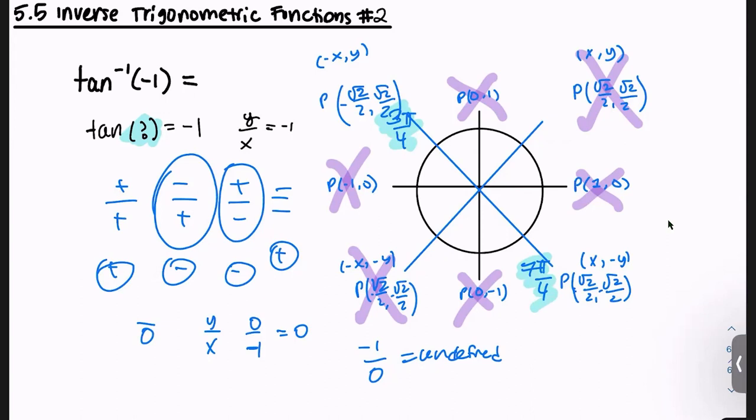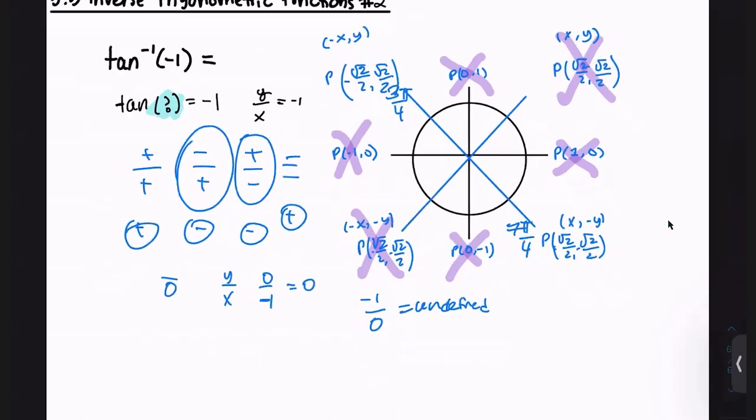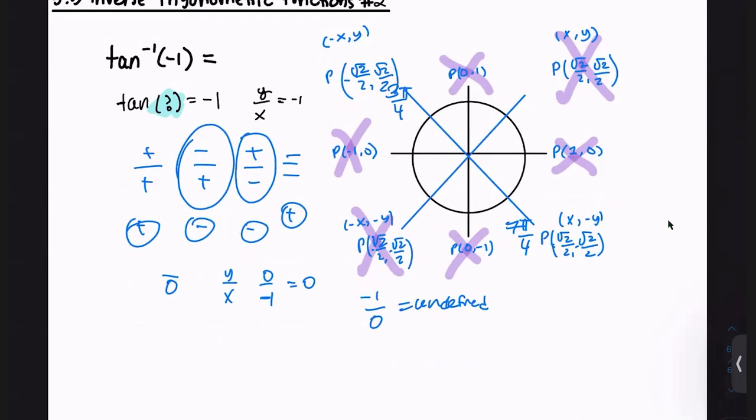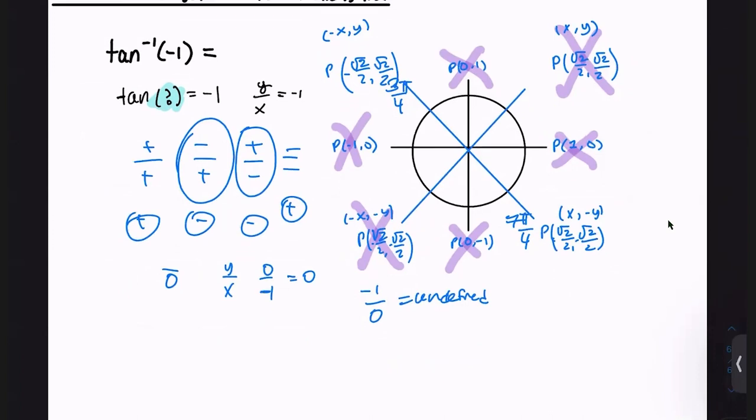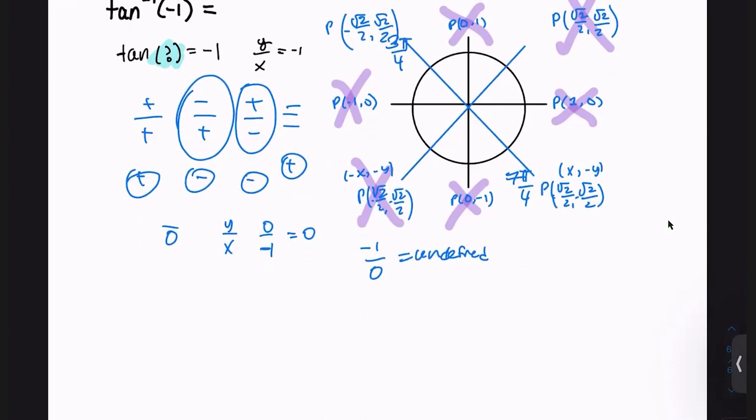out which one actually gives us -1, right? When we put it into tangent, when we figure out the tangent of that point. So the way we do this, right, we figure out the tangent of the point is we do y over x, and we have our y's and we have our x's, right? So let's just figure out both of the points. Let's do 3 pi over 4.